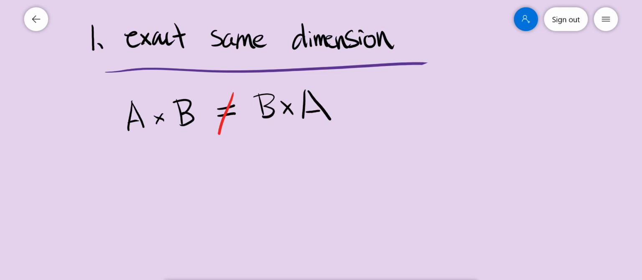Because it's kind of hard to remember how do you do matrix multiplication. But once you get the hang of it, you will just know it.